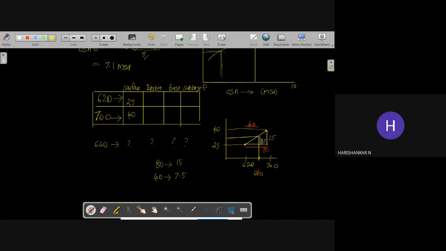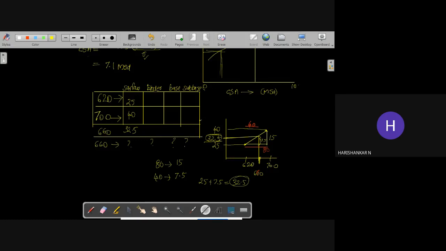And I can add 25 plus 7.5. That means 25 plus 7.5 is equal to 32.5. Okay, this 32.5 will be the value obtained here. Okay, so corresponding to the 660, I'm having a value of 32.5. So that is how I can interpolate the value of 660, 32.5. So in this way, I can find out all the remaining thickness.